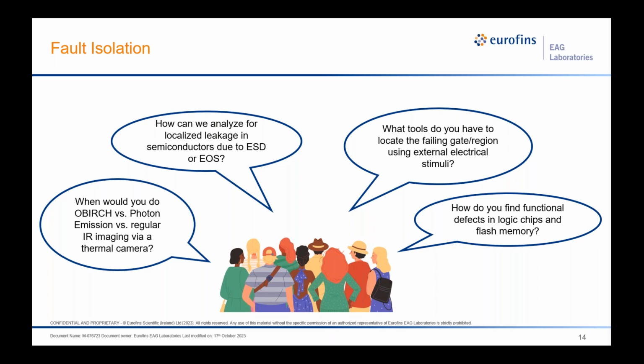This is a very good question. We get asked very often because EAG is a service company. When you suggest doing one versus the other, or you have to do all three, there's a cost associated with it. OBIRCH stands for optical beam induced resistance change, and it uses a 1.3 micron heating laser to heat up your device one pixel at a time in a serial mode and try to induce a response from the pin you're trying to monitor. Photon emission is basically using a camera to detect light coming from your device in darkroom conditions. Thermal imaging uses a thermal camera to look for longer wavelength emission from your device while it's biased.